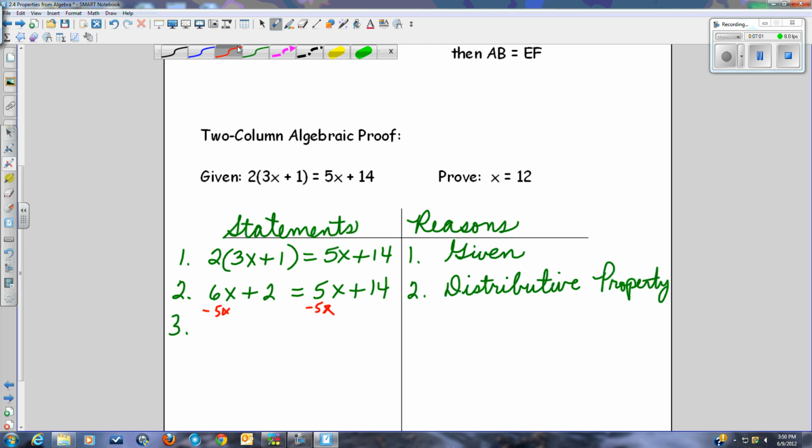Okay, so what you're going to have for your next step is your result. 6x minus 5x gives you just x. You're left with x plus 2 equals 14. The reason you got to that next step is you used the subtraction property.